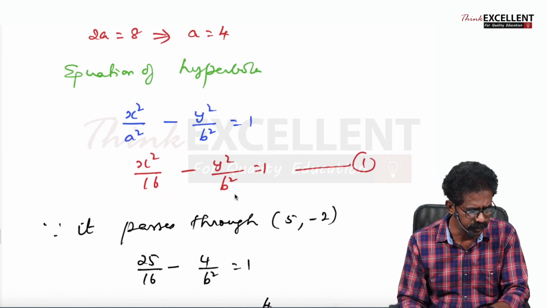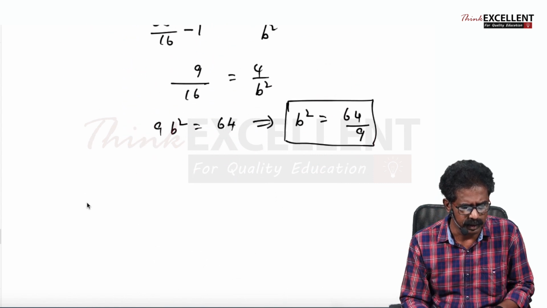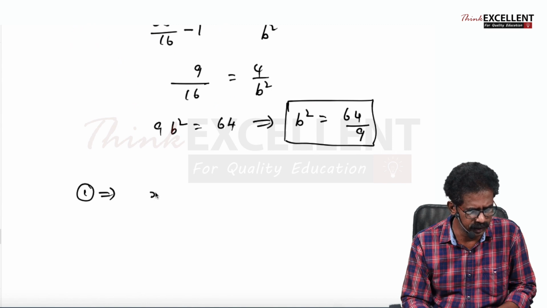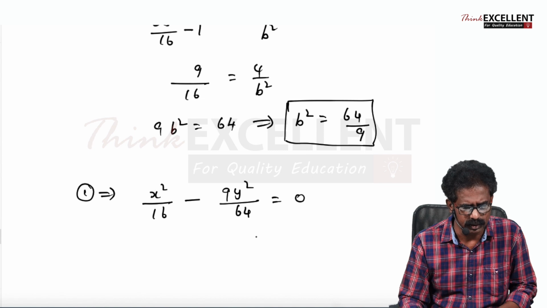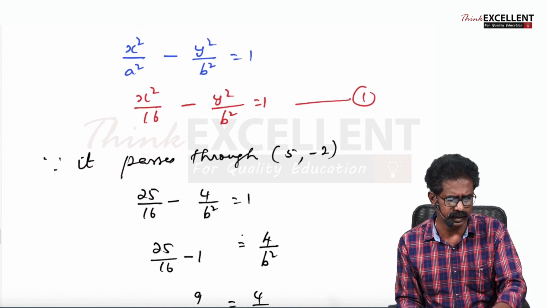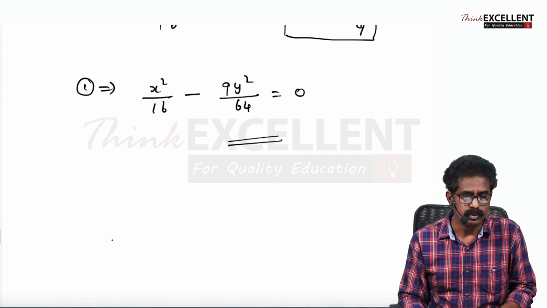Okay, now you substitute it in the first equation. a square is 16. So substitute in the first equation. You are getting x square by 16, a square, minus y square by b square. b square value 64 by 9. That 9 goes up, equal to 0. Okay, so this is your answer. Okay, this is how to find what?